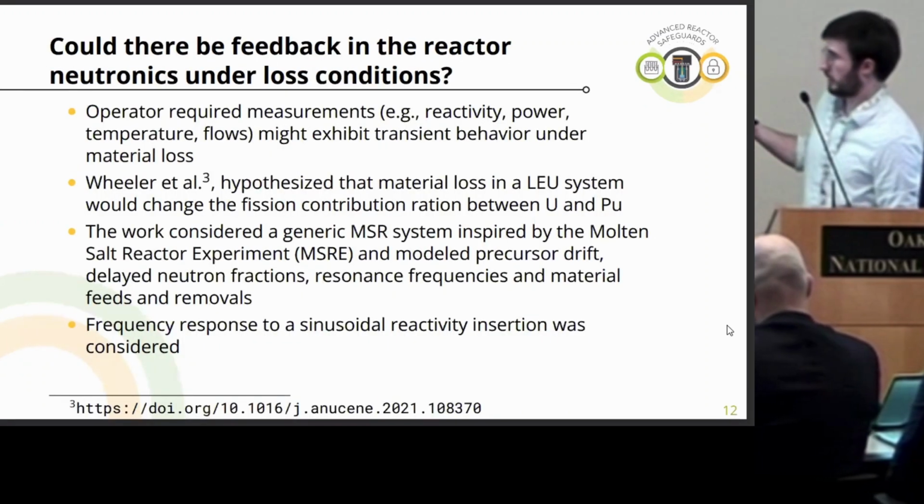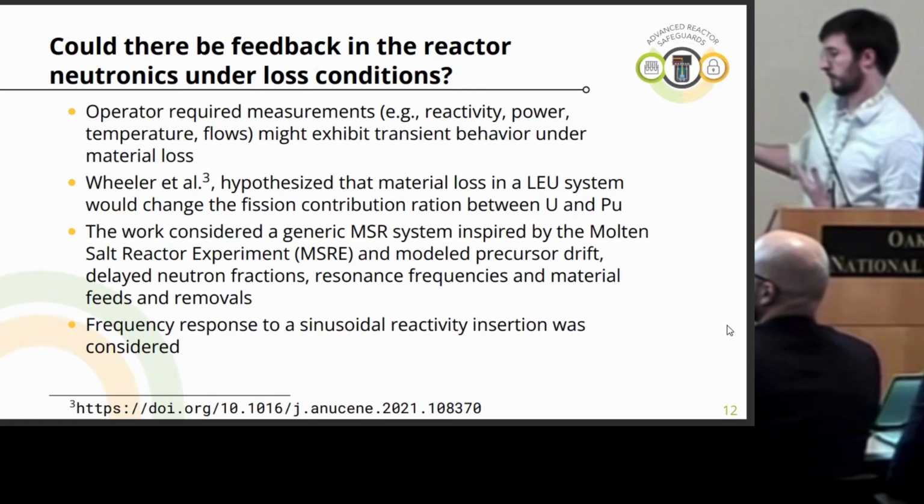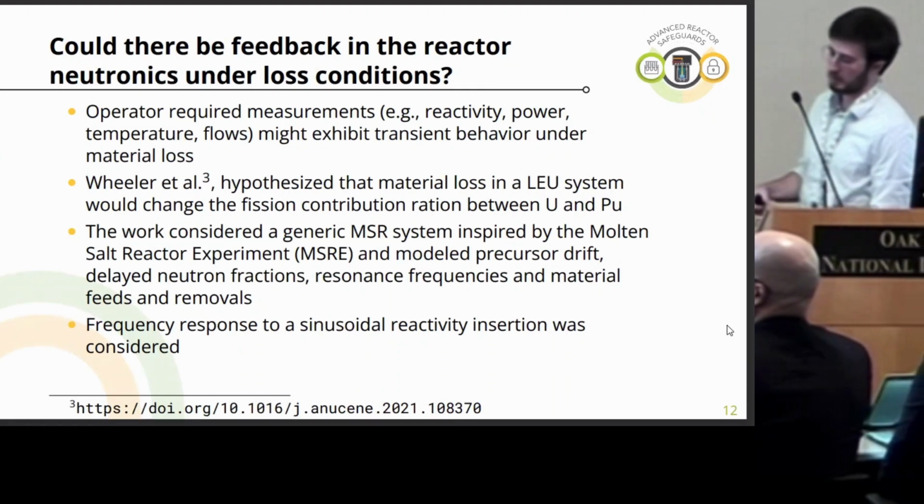So an interesting paper that University of Tennessee did, they said, okay, well, maybe there's something in the neutronics themselves that change.